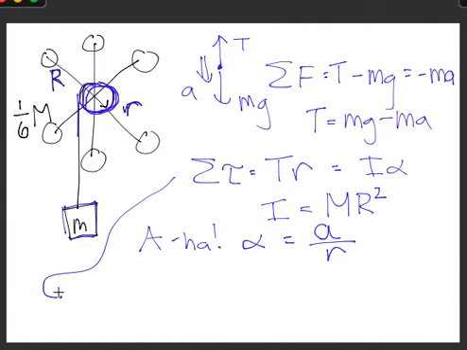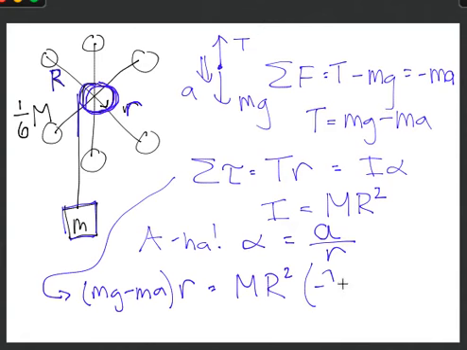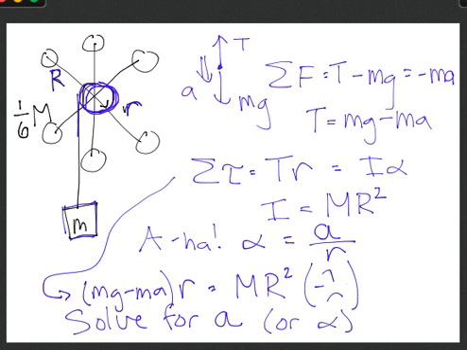So we can now combine all these equations. So we're going to rewrite this one, and we get the tension, which is mg minus ma, times the little radius, is equal to capital M, r squared, times alpha, which is a over r. So your next step then, and I'll let you show this, is to solve for the linear acceleration. You can also write it in terms of alpha and solve for that. But that's just algebra. You can do that on your own.